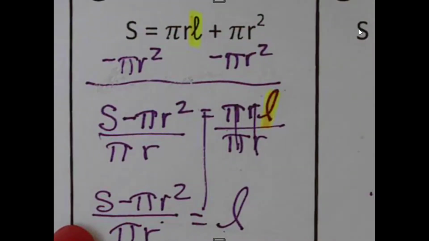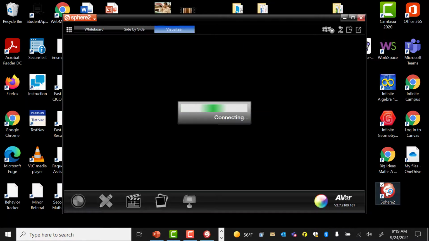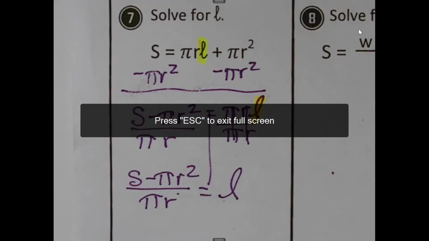Oh, let me get it there so you can see it. I just ended up rewriting it. I don't know why that keeps snapping in and out.